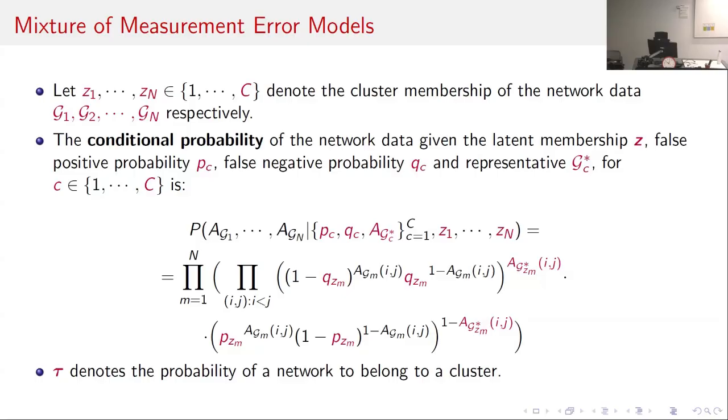And this is a product of Bernoullis, as I described in this slide, where when there is an edge in the IJ entry of the adjacency matrix for G star, you have a Bernoulli with 1 minus Q. When there is no edge in the latent network G star, you have a Bernoulli with probability P. And as I mentioned, because of the independence, this product is over the network population and over the edges, because we also assume independent edges. And just some additional notation: finally, tau denotes the probability of a network belonging to a cluster.